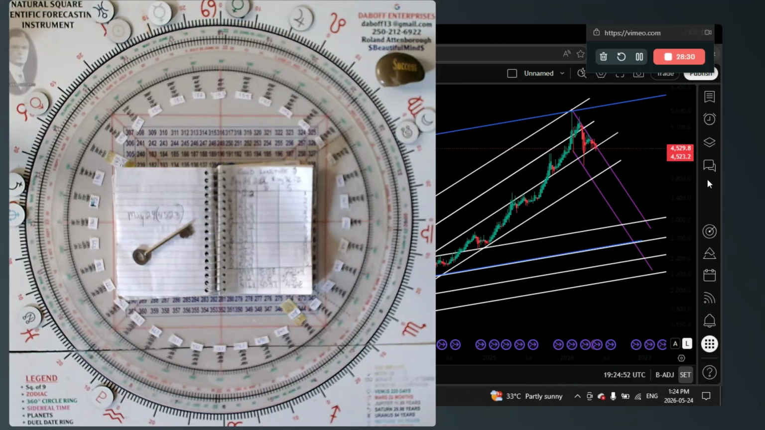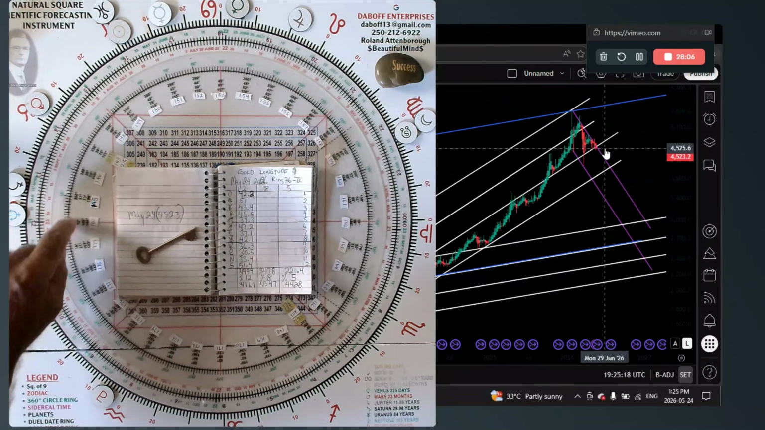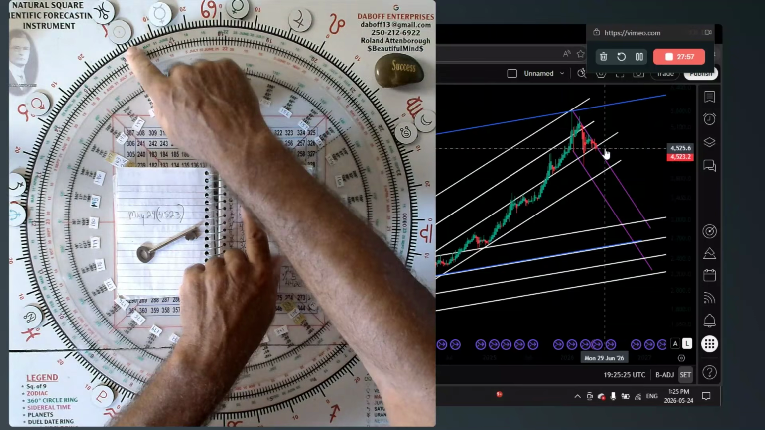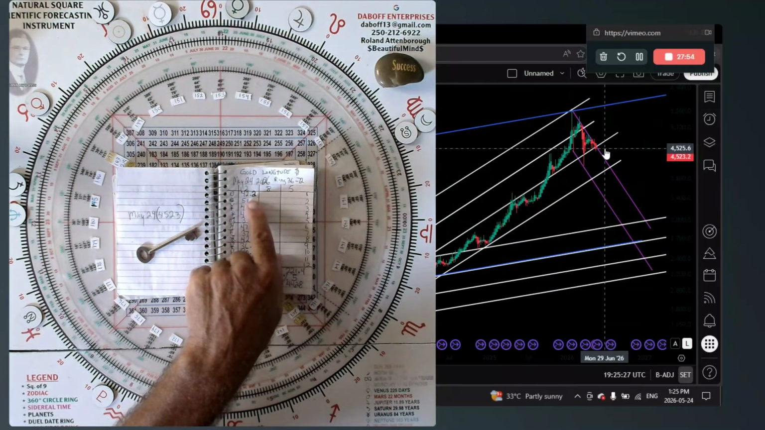So at 4,523, where it is in the chart here, this point here, we would just knock some zeros off and we would put it in the ring with the 36 running up. There's the sun right there. So our first point is the sun is at 2 degrees of Gemini, which represents 42.2.